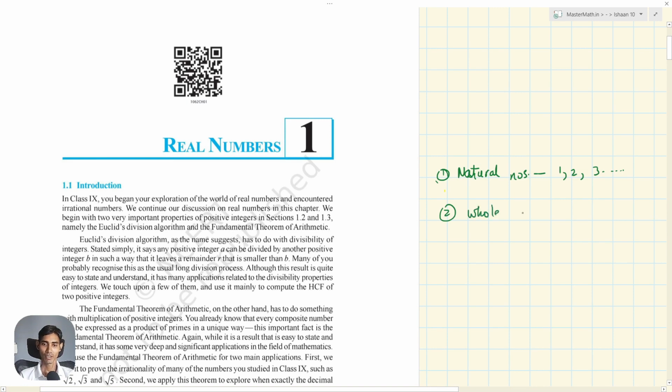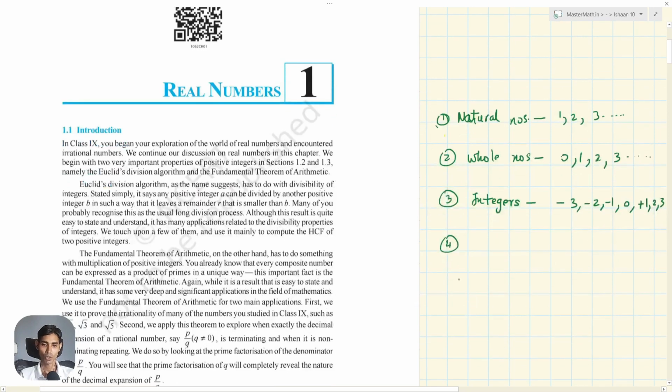Second is whole numbers. If we include 0 in natural numbers, not the negative terms, but just including the 0, it kind of completes the series of natural numbers or makes it whole. So that is whole numbers. Third is the negative of these numbers. So integers: we can have -3, -2, -1, and even +1, +2, all this, infinitely towards both the negative and the positive.